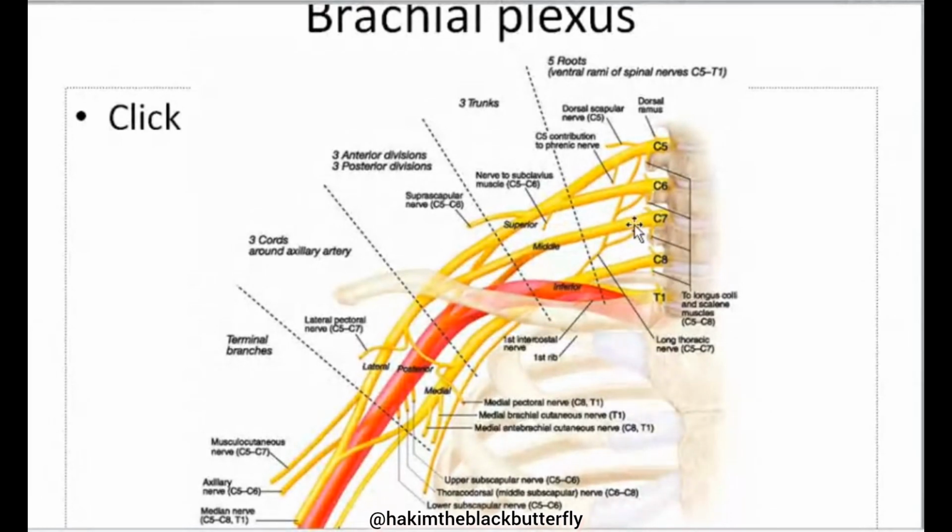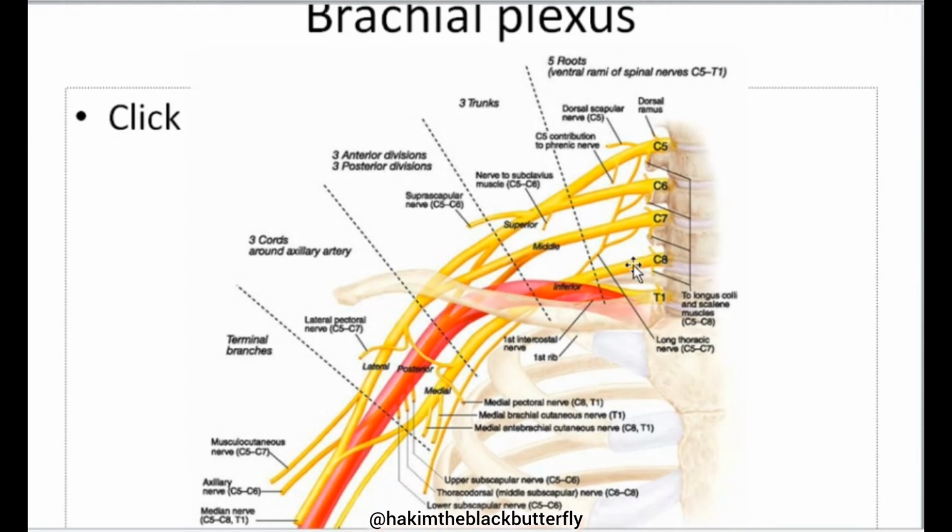Then spinal nerve C7 continues. When it comes below the superior trunk, we call it now the middle trunk. The part of the spinal nerve C7 which reaches the region of the superior trunk changes name, and we no longer call it a spinal nerve, we call it a middle trunk.